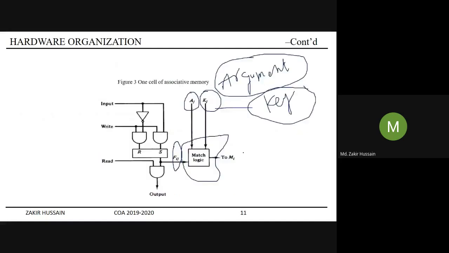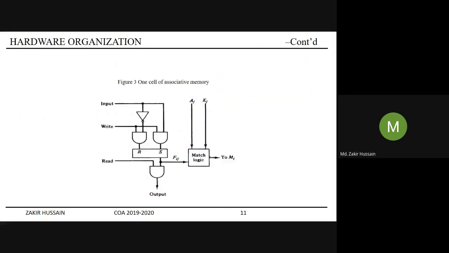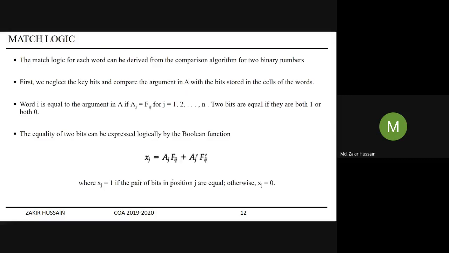That's why, for this cell, we are now talking about the match logic, how this match is happening. This match logic is actually taking inputs from the argument register, from the key register, and from the word bit also. Let us see elaborately how this is happening, the match logic here, in this example. This is a mathematical expression. The match logic for each word can be derived from the comparison algorithm. It's a comparison algorithm for two binary numbers.